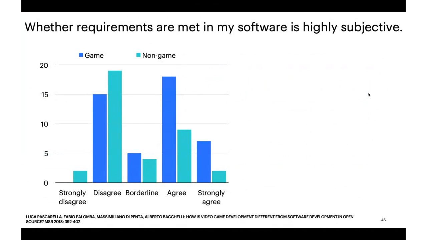So here is an example of an attitude question from a survey of developers. And there are two categories of developers: video game developers, dark blue, and traditional software developers, cyan. The statement was whether the requirements are met in my software is highly subjective. So what we would like to do is compare the answers of the game developers with traditional software developers, and infer conclusions for all developers of those kinds, as opposed to specifically people who have responded to the survey. So again, this is a task for inferential statistics.